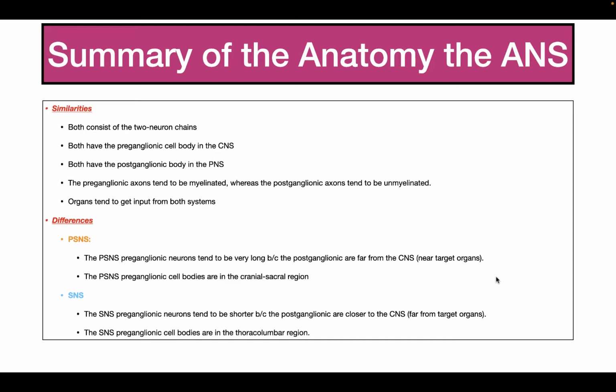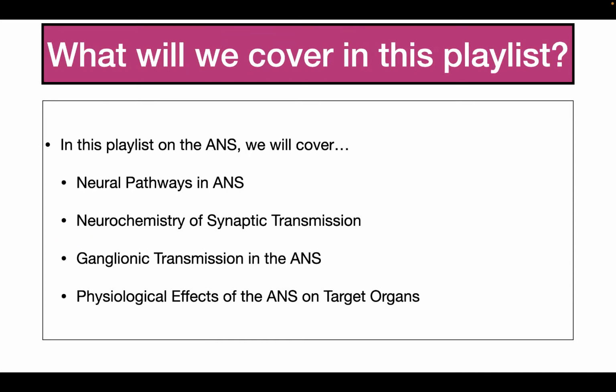I hope this video helped you have a general understanding of the sympathetic, parasympathetic and autonomic nervous system. Over the next few videos, we're going to look in detail at the autonomic nervous system. We're going to see the neural pathways in the autonomic nervous system. We're also going to look at the neurochemistry of synaptic transmission, ganglionic transmission in the autonomic nervous system, as well as the physiological effects of the autonomic nervous system on target organs.